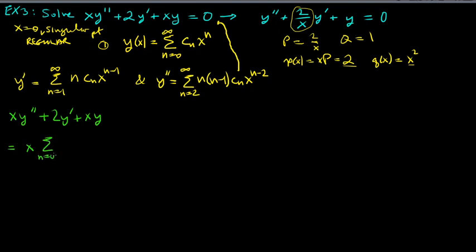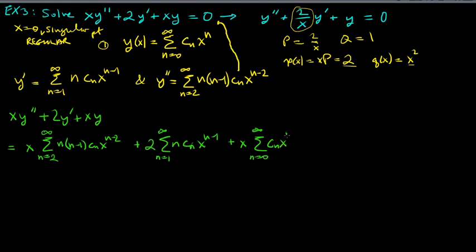Oop, not at 0, we're starting at 2. Right? So we have n minus 1, Cn, x to the n minus 2, plus 2 times y prime. And for y prime, that's up here, Cn, x to the n minus 1, and then plus x times y. Y, of course, starts at 0, and it's just your Cn x to the n, and this is all equal to 0, right?